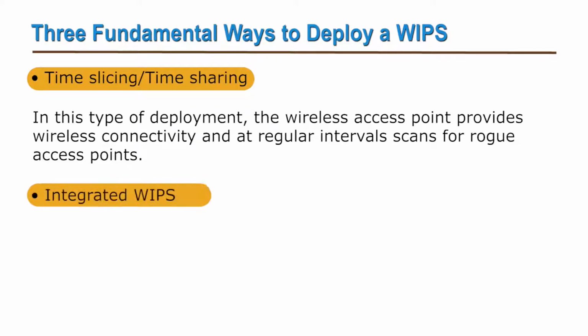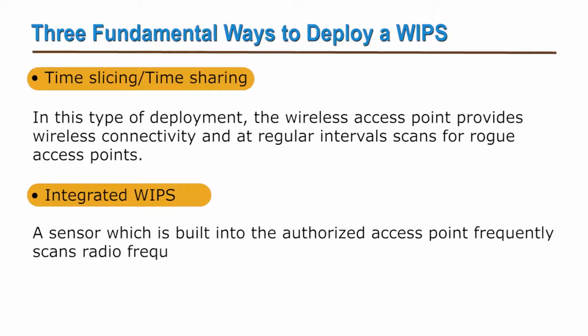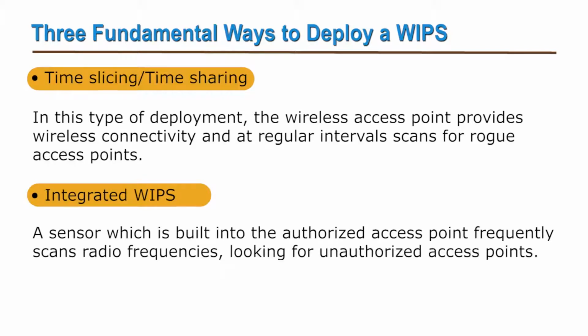In the second approach, called the integrated WIPS, a sensor is built into the authorized access point and it frequently scans radio frequencies looking for unauthorized access points. In the third approach, called WIPS overlay, the sensors are deployed throughout the building to monitor the radio frequencies. Then the sensors send the collected data to a centralized server for more analysis, action, and log archiving.